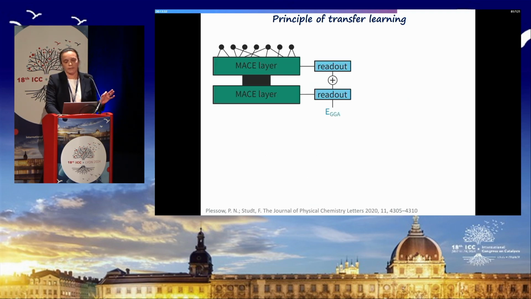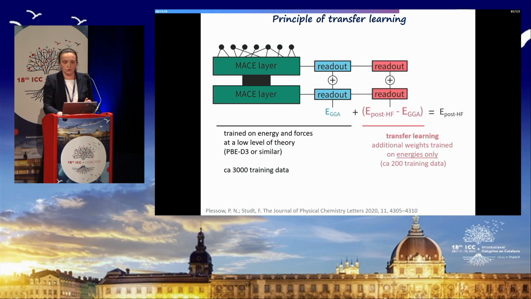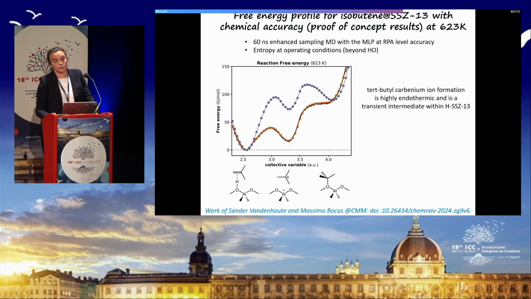The first step in this process is that we first train our normal MLP at the low level of theory with approximately 3,000 training data, as I have shown you. Then in the last step, we are going to provide an extra readout layer that we will also train separately on a limited number of structures, to train the difference between the high level of accuracy and the DFT level of accuracy where we were then. The high level of accuracy will here be the RPA level of accuracy, and we needed 200 additional training data.